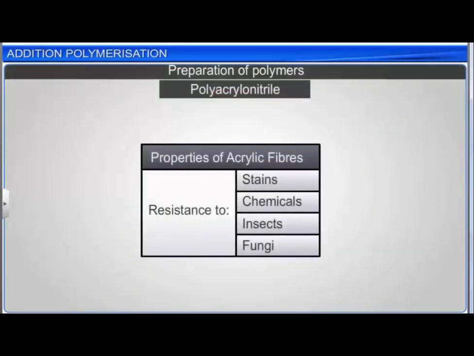Acrylic fibers have good resistance to stains, chemicals, insects, and fungi.